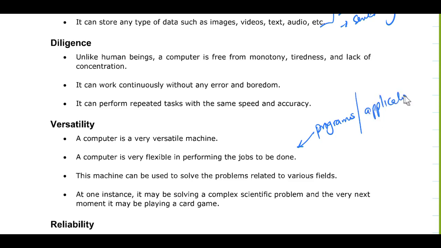Computers only require you to install the application, and you also know it. If on your phone you want to have a program for doing a given task, all you require is to download that application, and therefore it will be doing the job that you wanted to do. So that is what we call versatility.